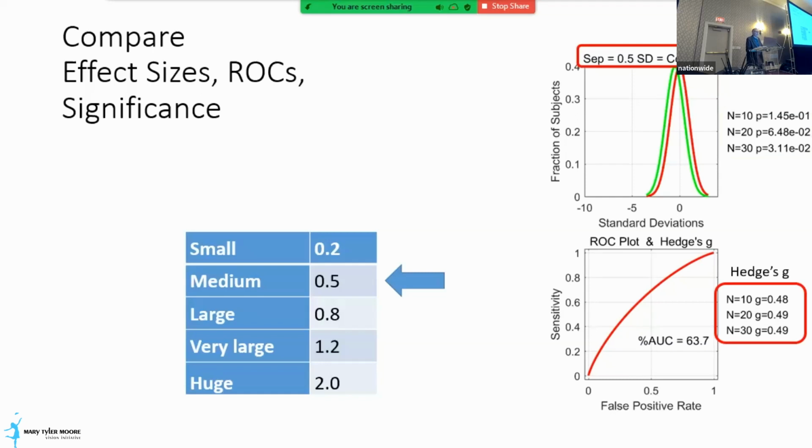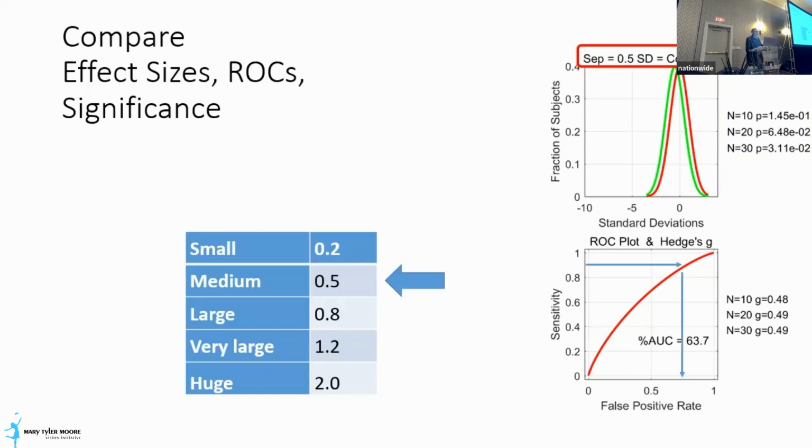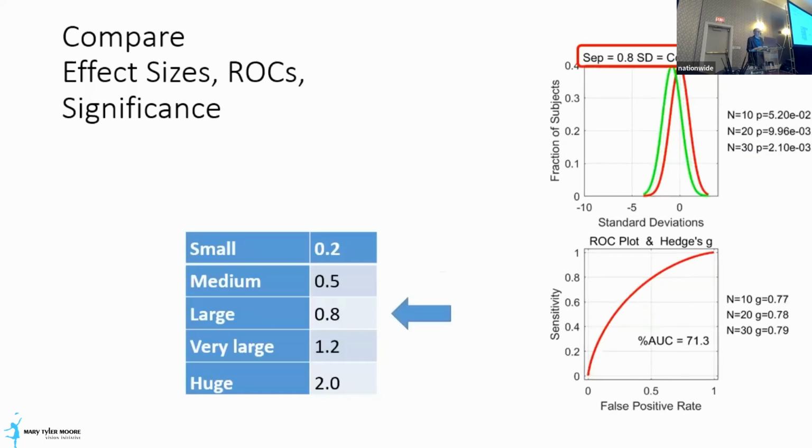Then down here, we've got Hedges G, which is Cohen's d corrected for sample size. So I've used the same samples, 10, 20, and 30 patients. So what do you get from this degree of separation? Well, in terms of an ROC curve, at a sensitivity of 90%, you're misdiagnosing 3/4 of the normal population. That is going to destroy the healthcare system.